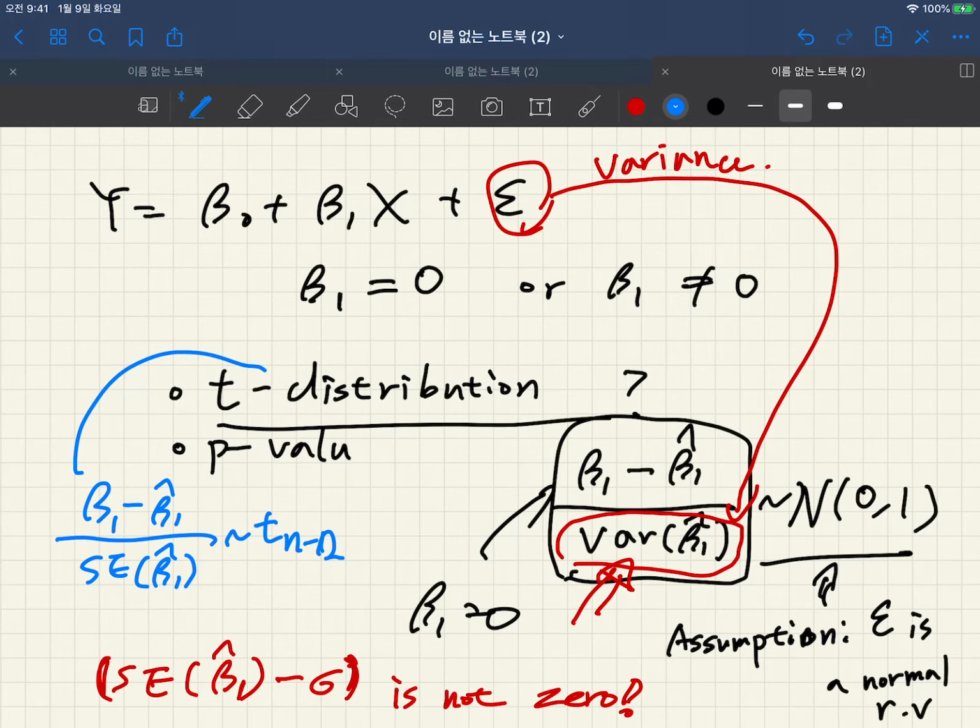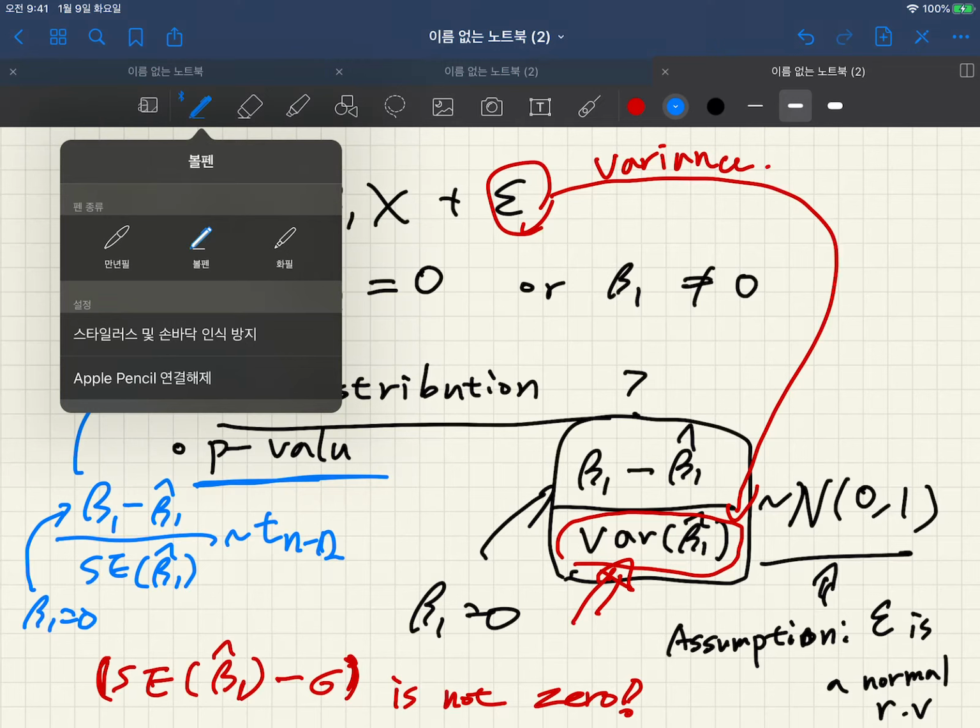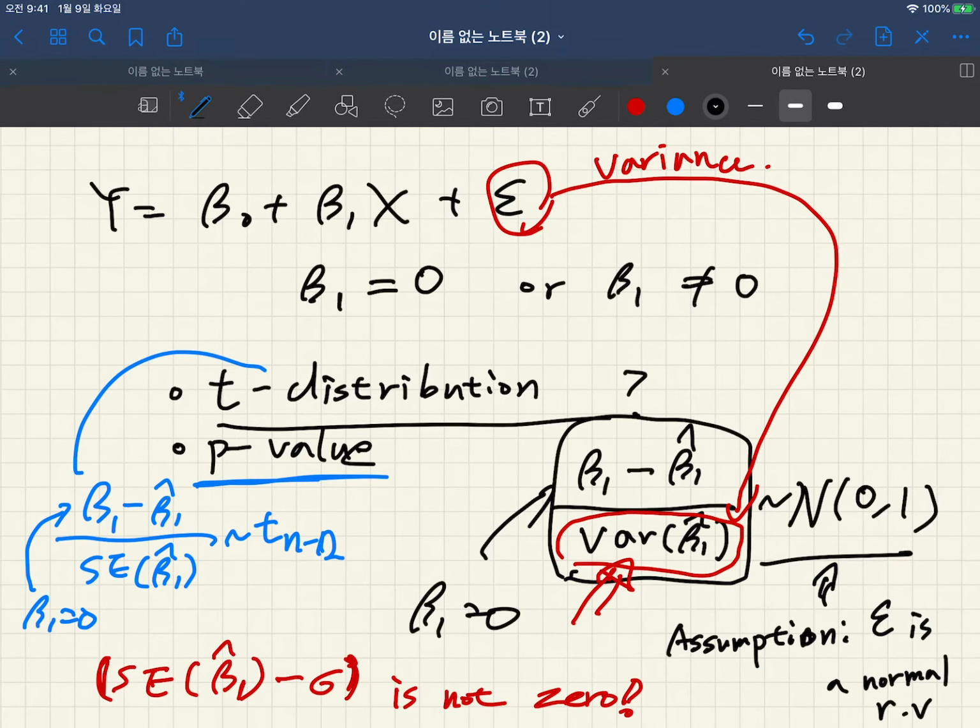So again, to check whether beta 1 is equal to 0 or not, we just need to put beta 1 equal to 0 in this equation. So you just need to check the absolute value of beta 1 hat over the standard deviation of beta 1 hat. And from this value, you can look at the p-value table. The p-value table gives you the probability that the current event comes from beta 1 equal to 0. So you can say the probability that there's no correlation between x and y.